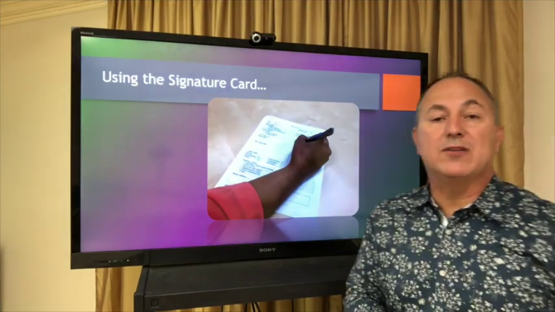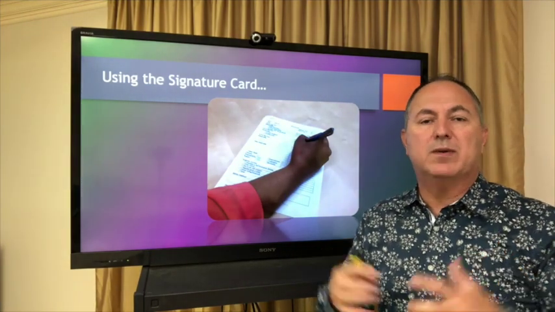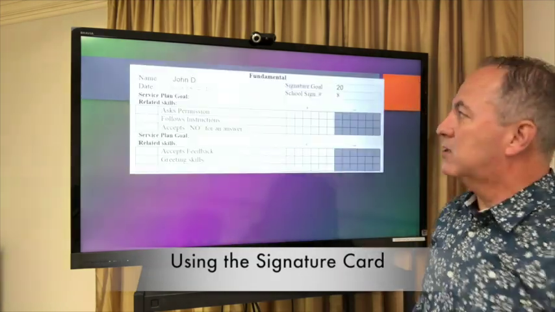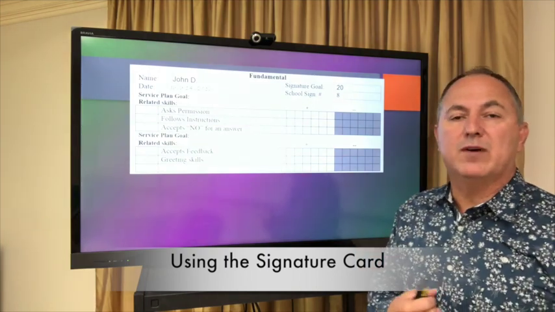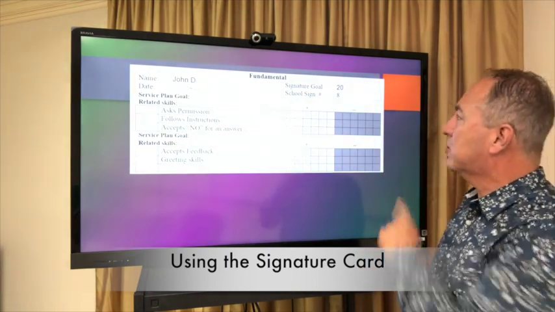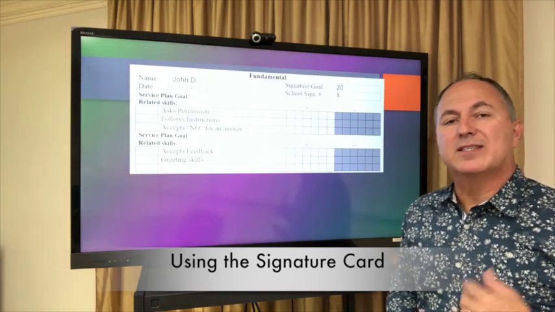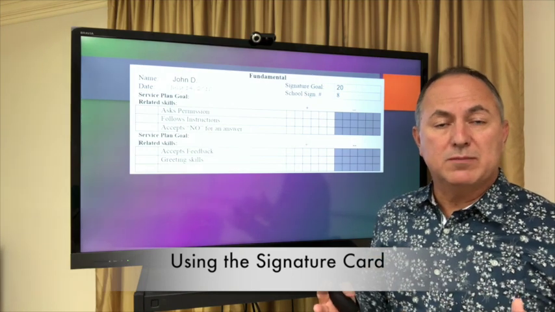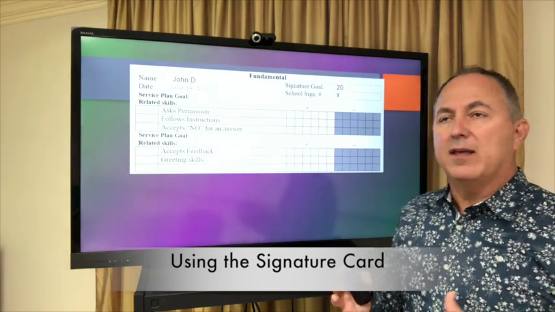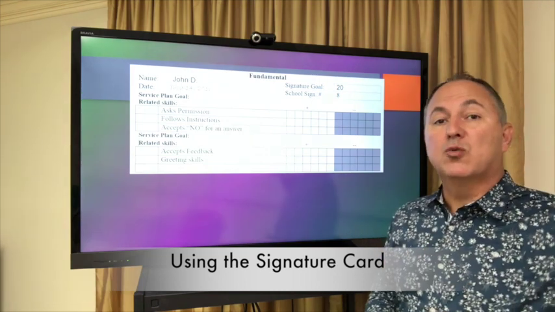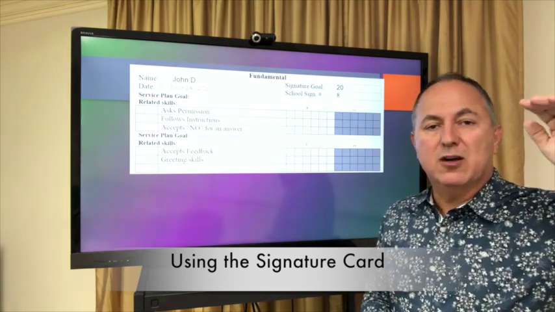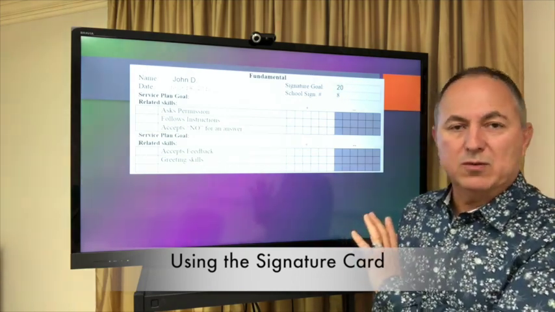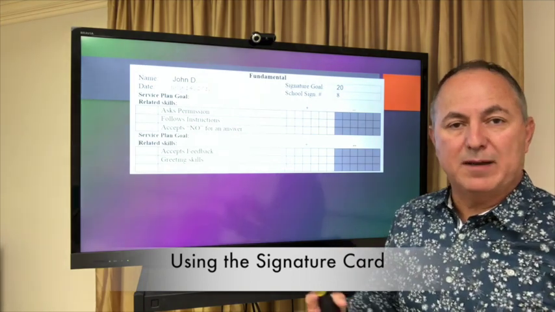Now let's look a little bit at using that signature card. This is a key part of what we do in the motivation system in our residential programs here at Methodist Home for Children. Let's look at this card for John D. John is on the fundamental system. He has a signature goal of 20, you can see, and he has an assigned school goal of 8. That school goal is also determined by the treatment team depending on the needs of each youth, and it counts as part of the 20 signatures for the entire day. So his goal for the day is to end up with 20 positive signatures, and 8 of those can come from his time during the school day.